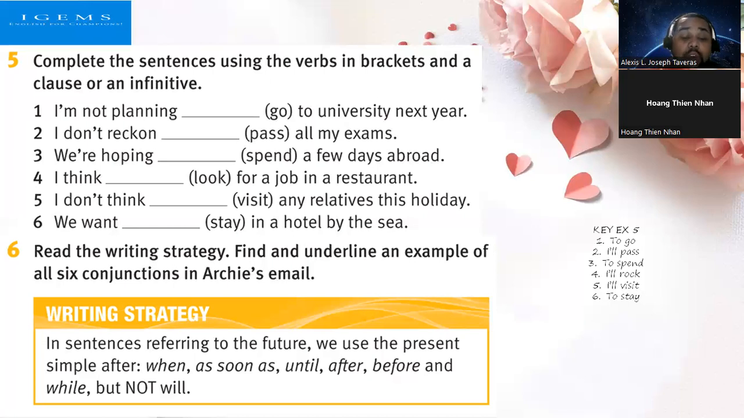In a sentence referring to the future, we use the present simple after when, as soon as, until, after, before, and while, but not will. So then you can do it this way. This is the writing strategy. Okay, and then you will tell me your answers based on the questions you have there. Okay, let me know once you're ready.